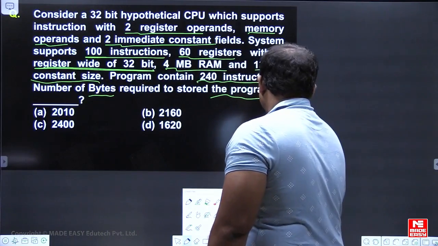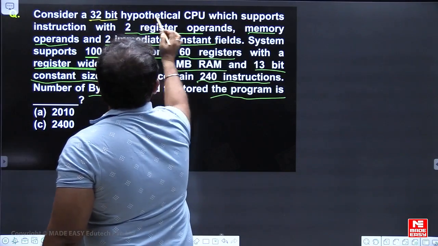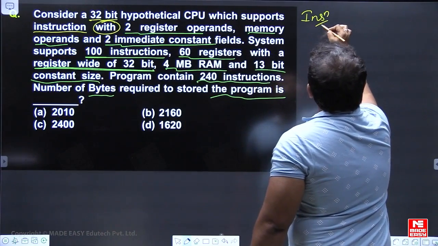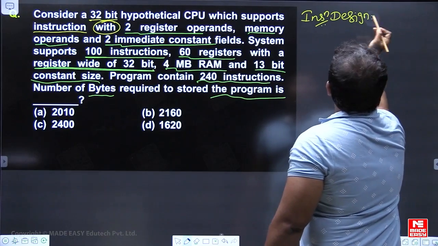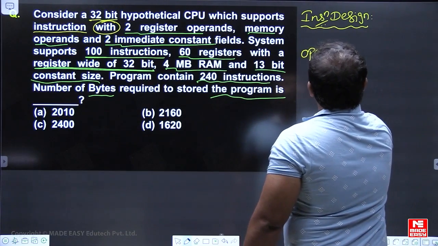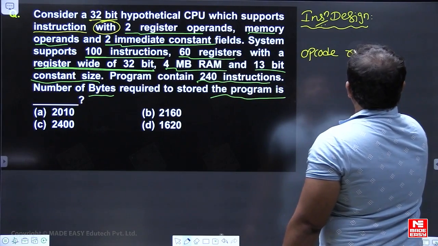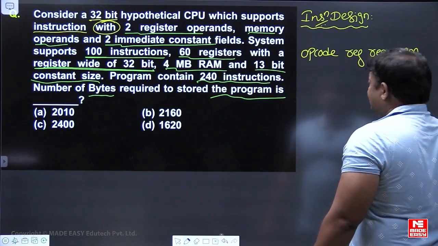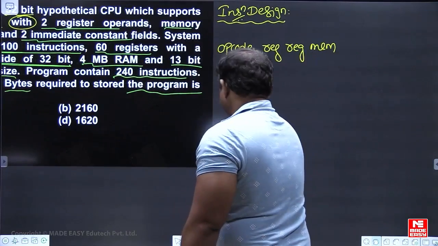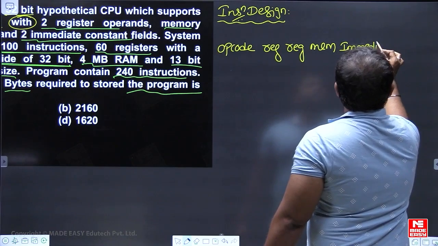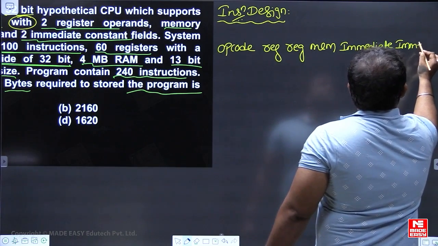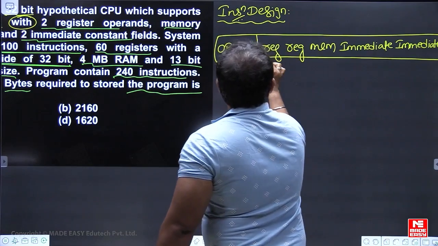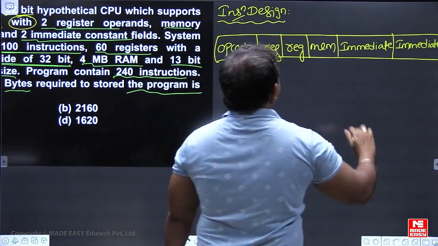So in this question, what they given? Instruction format given. It is a 32-bit CPU which supports instruction with, you know every instruction by default contains opcode. Opcode with 2 register operands. So register and also register. Memory operand, and also 2 immediate constant fields, that is given here. Hypothetical format it is. So they given 2 immediate fields. This is the total instruction format according to the question.